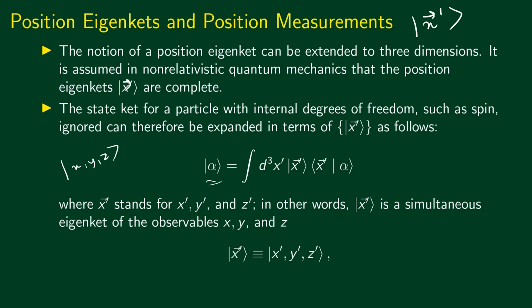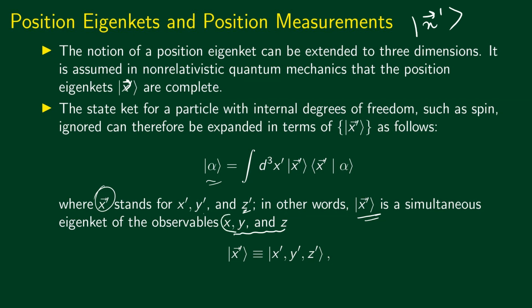Basically, you are specifying the eigenvalues of the 3 components of the position operator. So if you are looking at the position operator, it has 3 components, and you are specifying the eigenvalues of all these 3 components of the position operator simultaneously. So x vector prime stands for x prime, y prime, and z prime. In other words, ket x vector prime is a simultaneous eigenket of the observables x, y, and z.